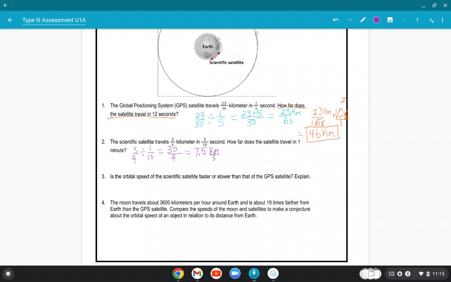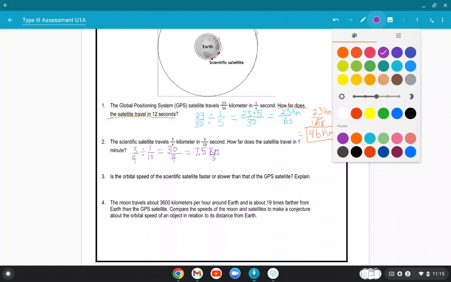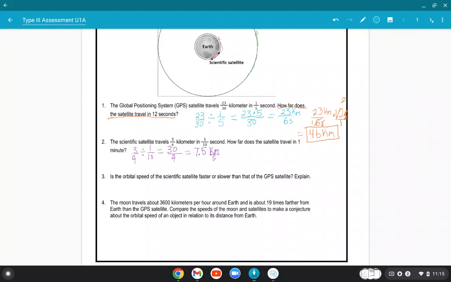Now, I've got to see how far it traveled in 1 hour. Oops, I meant 1 minute. My apologies. That's why it's always good to go back and read. In order to do this, I will do it similarly to the last problem, 7.5 kilometers per second. And I have 1 minute. I have to ask myself, how many seconds are in a minute? 60.